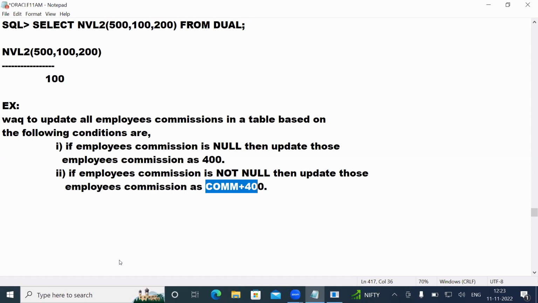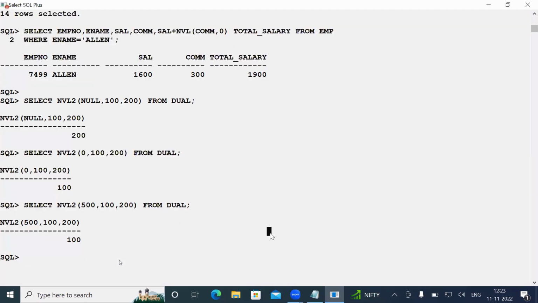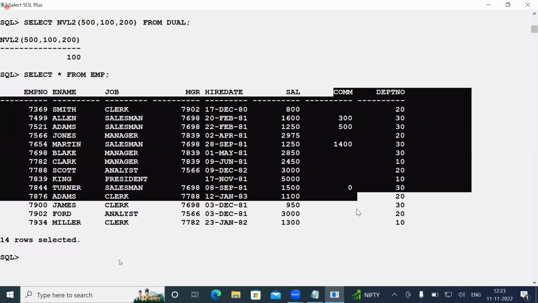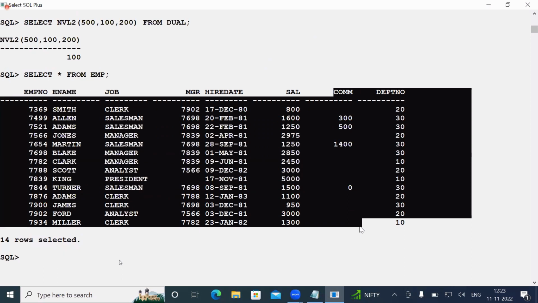Now we can see, observe carefully. First come to my table. The EMP table. In the EMP table, one of my columns is the commission column. You can see. Tell me, out of 14 employees, how many employees' commissions are null? Count first.